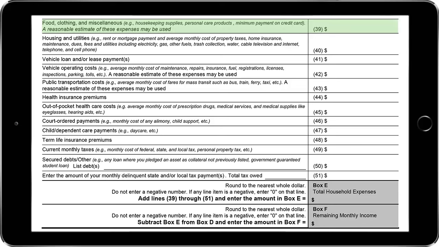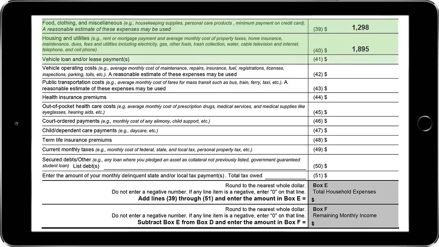So here, for the food, clothing, and miscellaneous, I've pulled the allowable standard for a household of 2 individuals based on what we filled out on the first page of this form as $1,298. I've brought in housing utility expenses for $1,895 a month. That's going to cover their mortgage. It's also going to cover all their monthly costs of property taxes, home insurance, maintenance, dues, fees, utilities, phone, cell phone, cable, and internet bills.